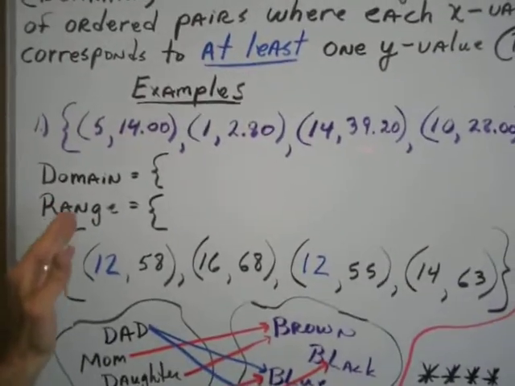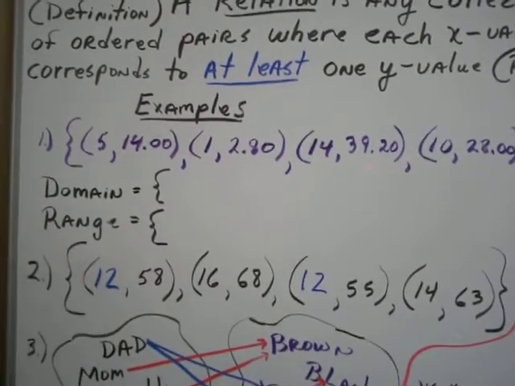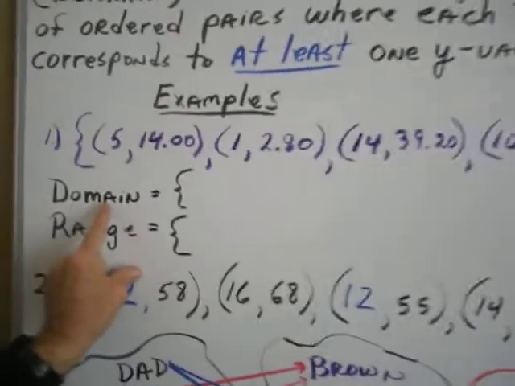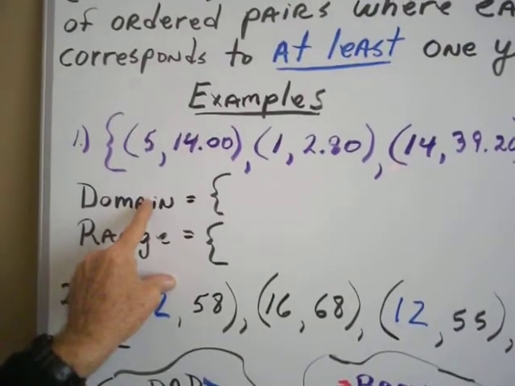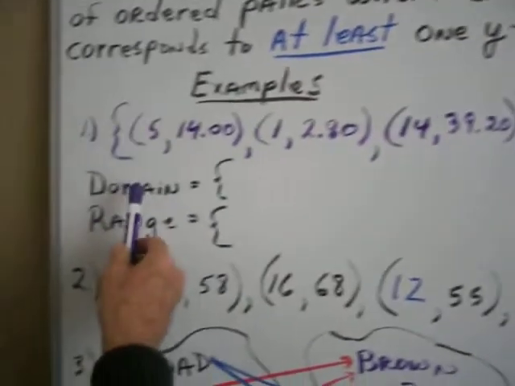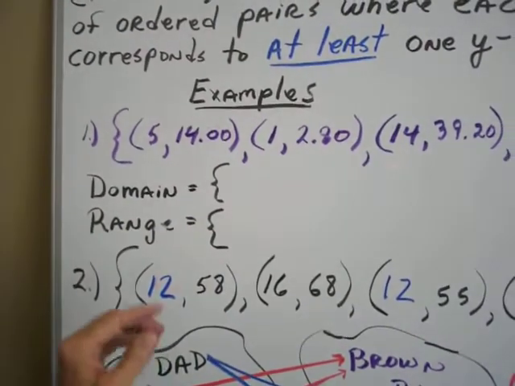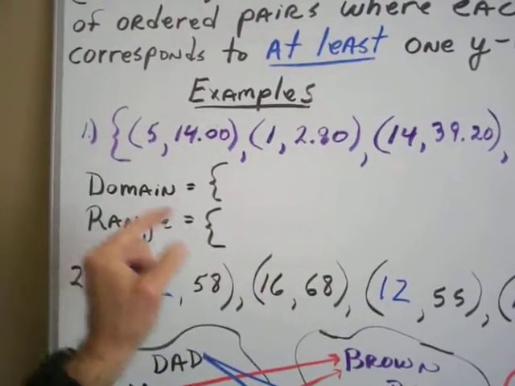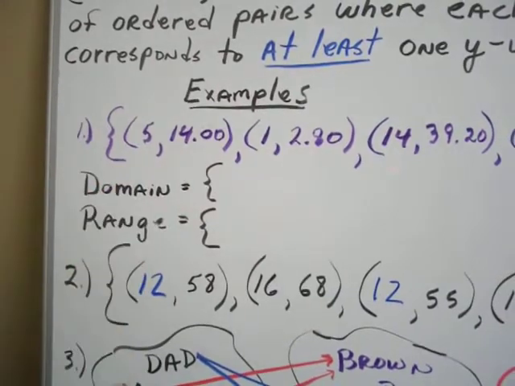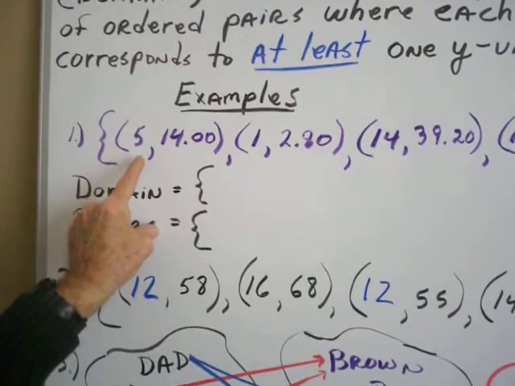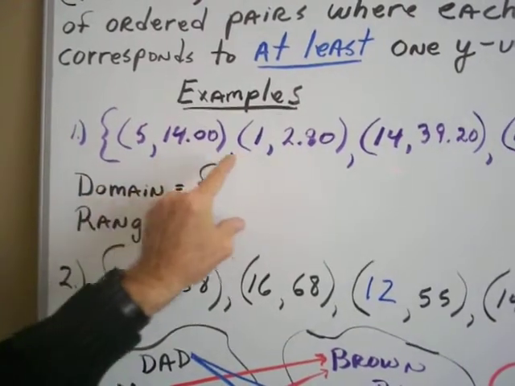Now, one thing that you will be accountable for on the exam, one thing that you will be asked to do is to identify both the domain and the range of a given relation. When we identify the domain, like I just mentioned, the domain is the set of all x values of the given relation. So the x values of this relation dealing with gasoline, the domain is 5, 1, 14, and 10.